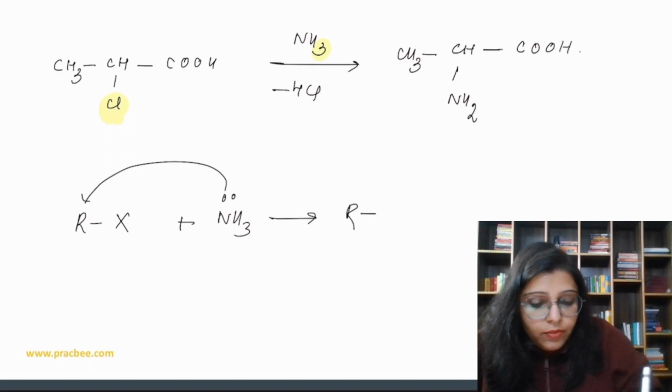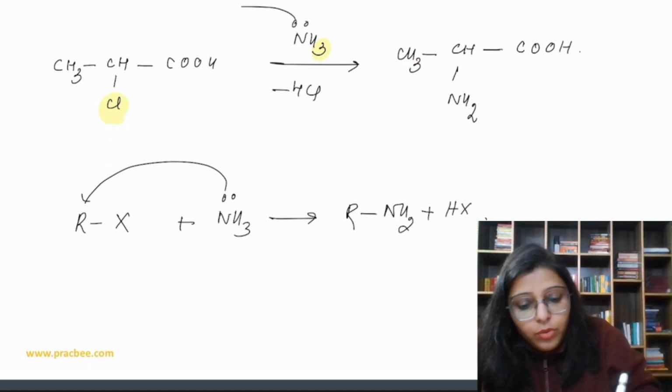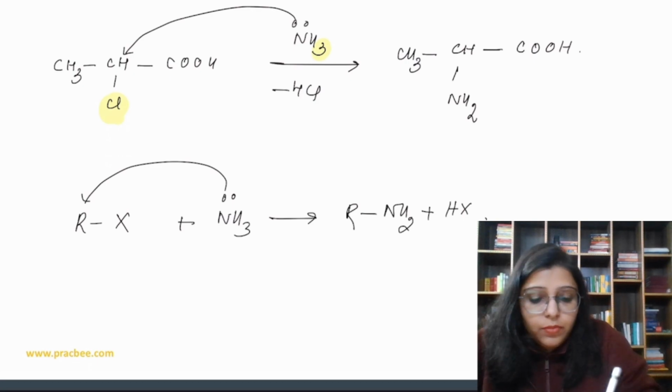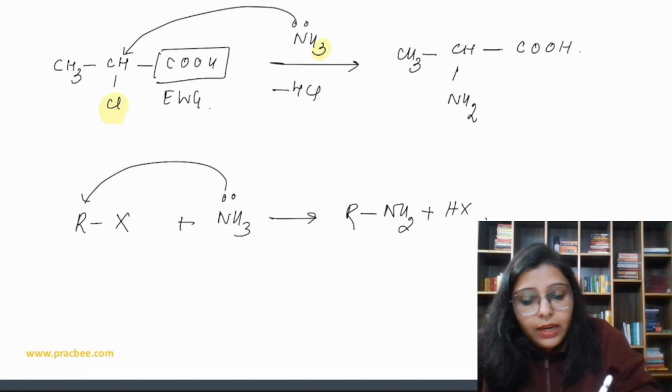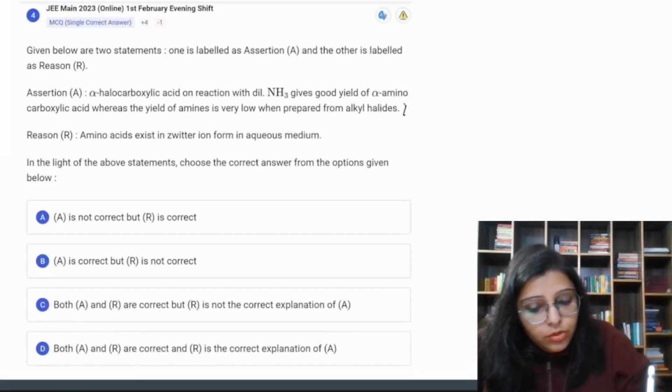So here we get RNH2 plus HX. Now here also you are doing a nucleophilic substitution reaction, but here if you see we have an electron withdrawing group, so that's why attack is easier. Okay, attack is easier, that's why we can have this in good yield. So this statement is true.